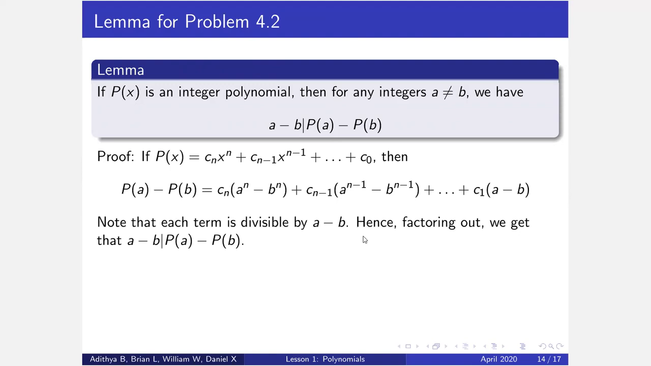So P of a minus P of b equals c_n times a to the n minus b to the n, plus c_(n-1) times a to the n minus 1 minus b to the n minus 1, all the way to c_1 times a minus b. You can factor a minus b out of every single one of those terms. So a minus b divides everything, because we know all the coefficients are integers. This is a pretty important lemma, and we're going to use it in the problem now.